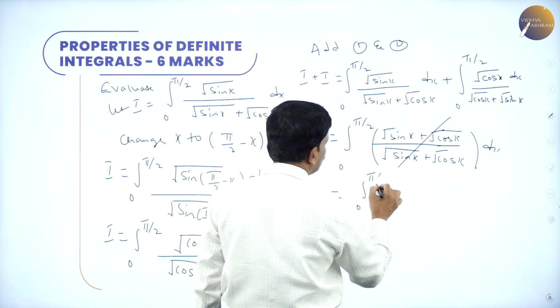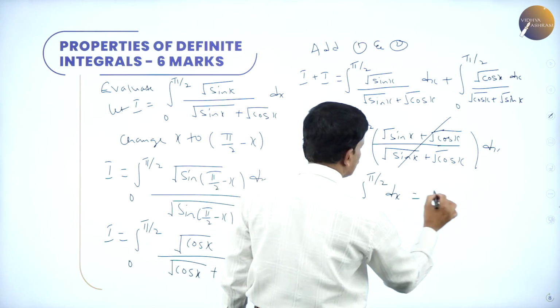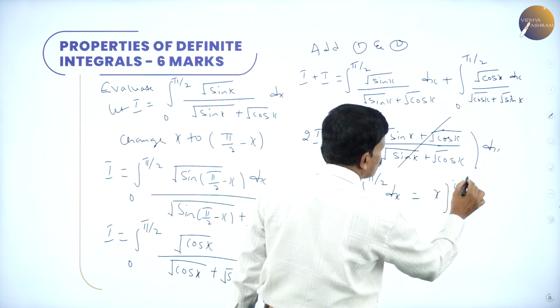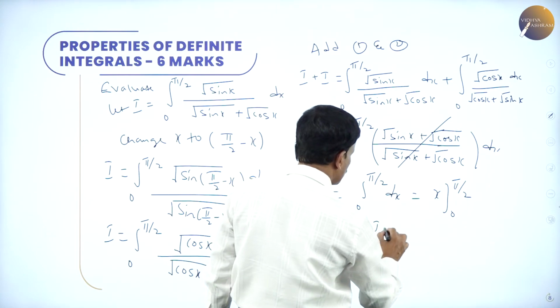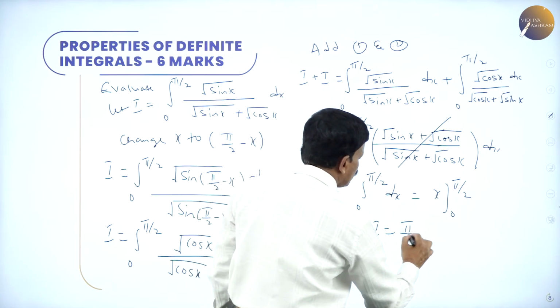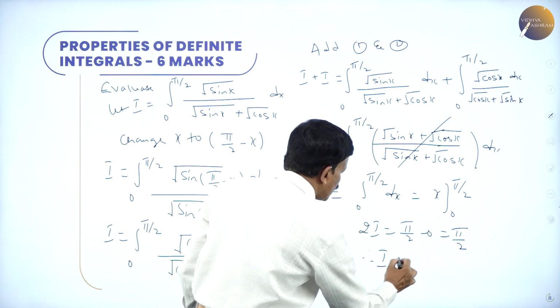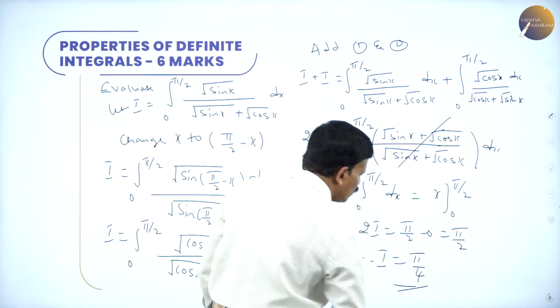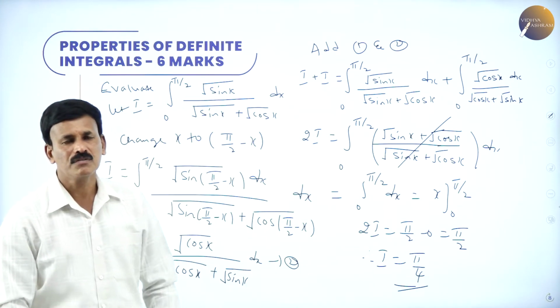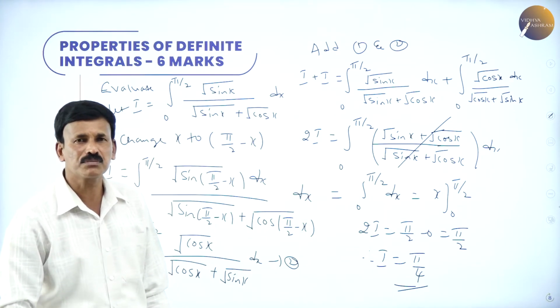Integral 0 to pi by 2 of dx. So integration of dx is x between the limits 0 to pi by 2. 2I is equal to, apply the upper limit, pi by 2 minus 0, this is equal to pi by 2. Therefore, I is equal to pi divided by 4. That's it. Very easy and very important problem.